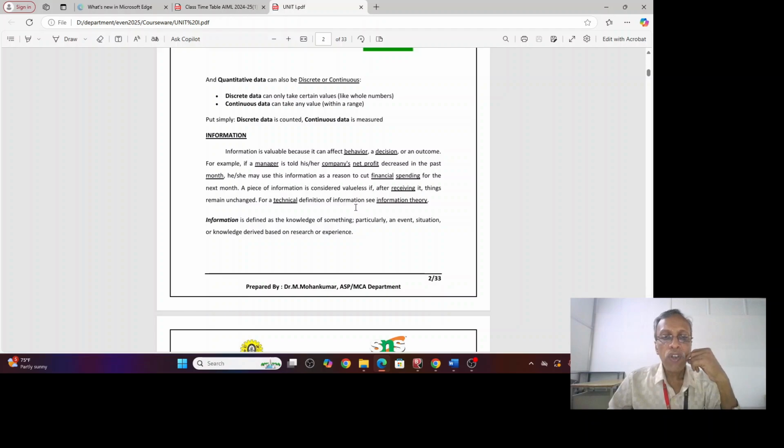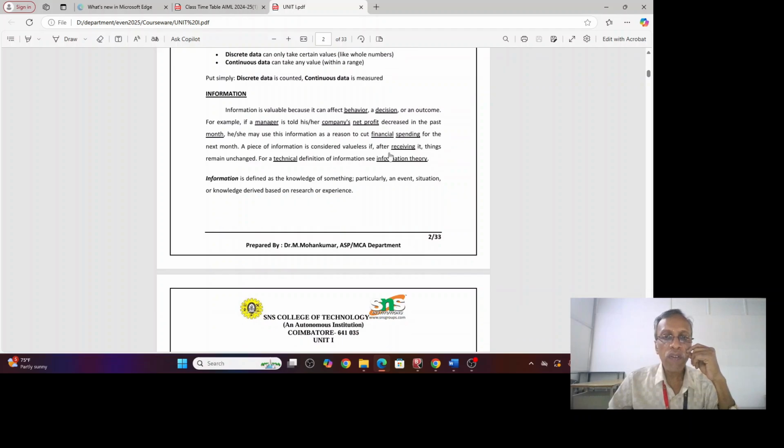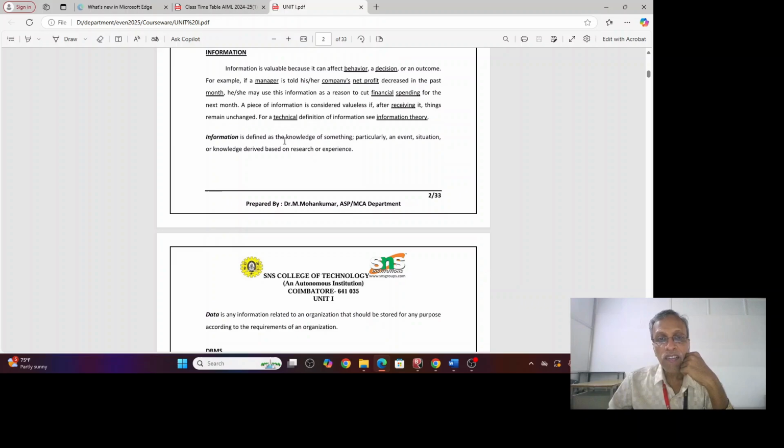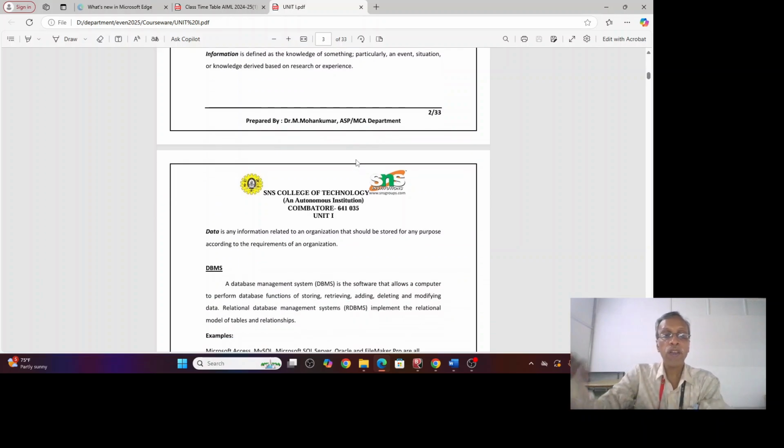A technical definition of information, see information theory. So that's why we call it an information theory. If in this information, he or she gives some quantitative measurement, quantitative values, then we call it a quantitative and valuable information. Information is defined as the knowledge of something, particularly an event or situation, or knowledge derived based on research experience.